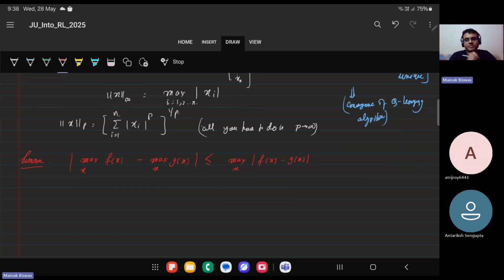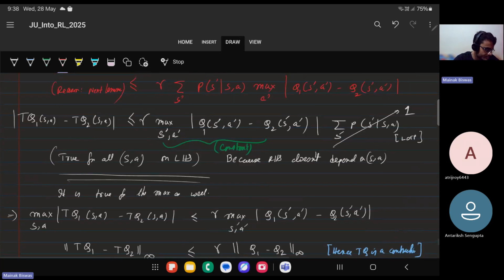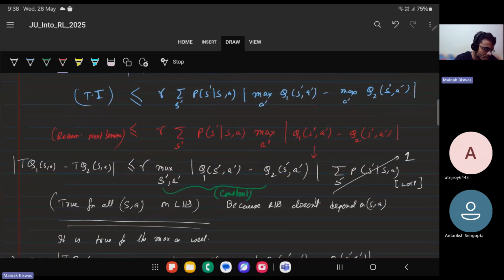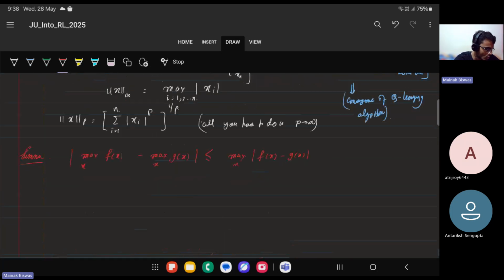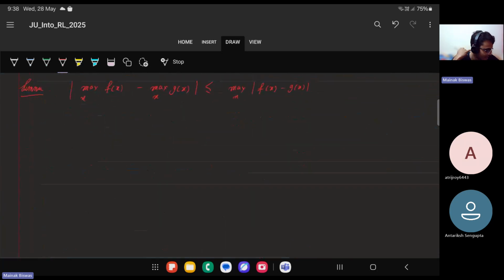This is what I did. Look at this. This is what I want to prove. When I take a maximum over a parameter inside an absolute value and there is a difference, compared to taking the maximum outside and doing all the computations, this is going to hold. So let us try and prove this. Any idea how can I do that?